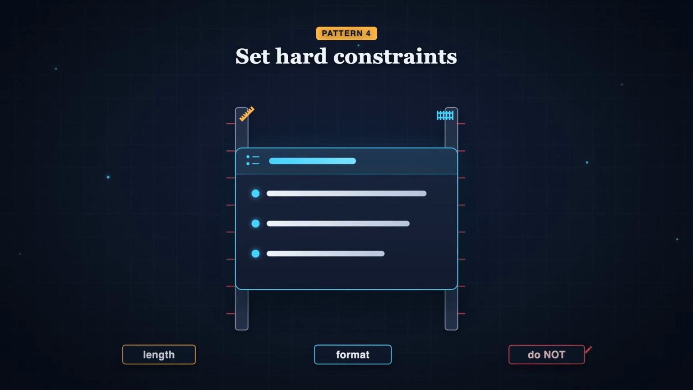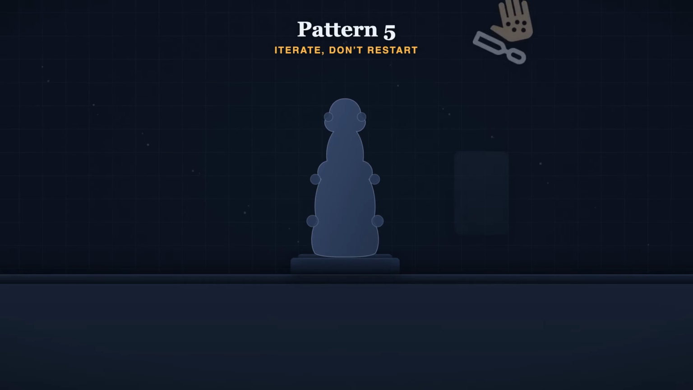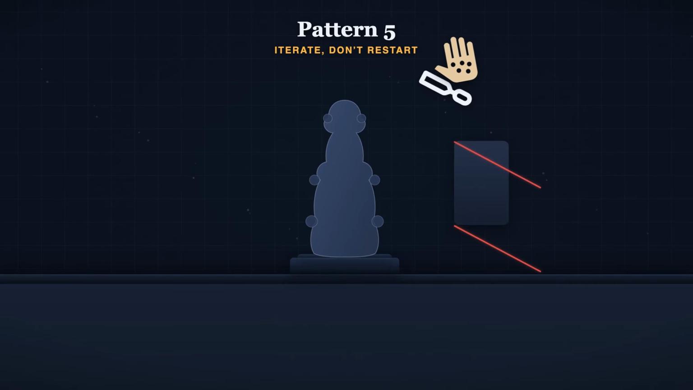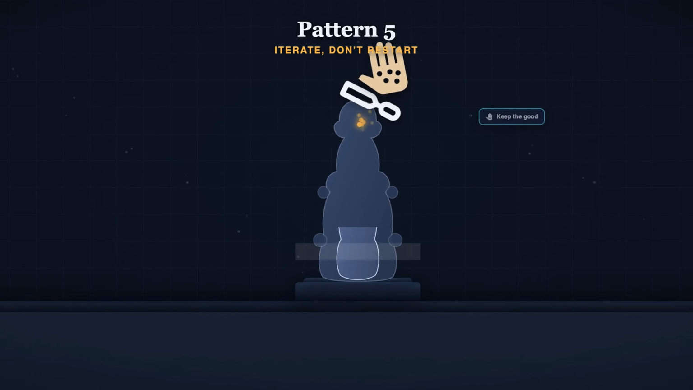Now the pattern people skip most. Pattern 5. Iterate instead of restarting. When an answer is close but not right, most people delete the whole thing and reprompt from scratch. That throws away everything the model got right. Do this instead. Good, now make the second point more specific and cut the intro. You keep the thread and fix only the broken part.